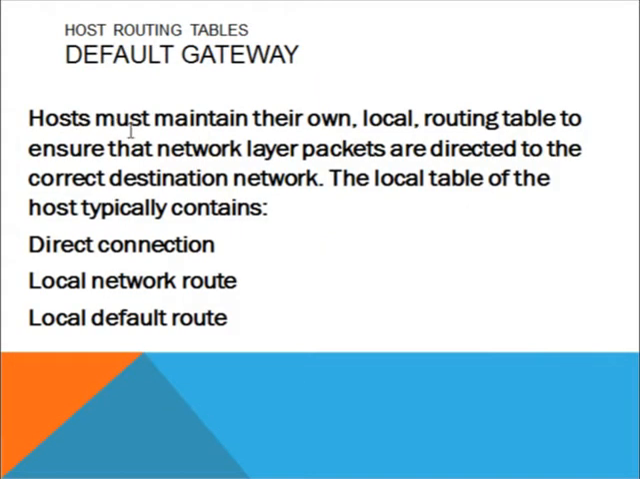For the default gateway, the hosts must maintain their own routing table so that the network packets are transmitted to the correct destination network. The routing table typically contains the following information, such as your direct connection information, the network route, and the local default route.